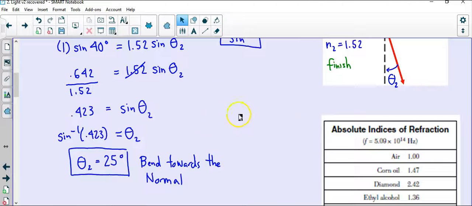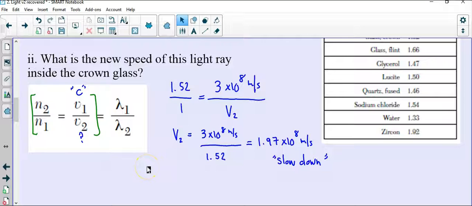Let's take a look at another kind of question they can ask you in this problem. What is the new speed of this light ray inside the crown glass? Well, we do remember that Snell's law says low to high, slow down, bend towards the normal. So if it slows down from its original speed of 3 times 10 to the 8 meters per second, how much slower is it? We go to the reference table, we look at the ratio of N2 to N1 equals V1 to V2, which equals lambda 1 to lambda 2.